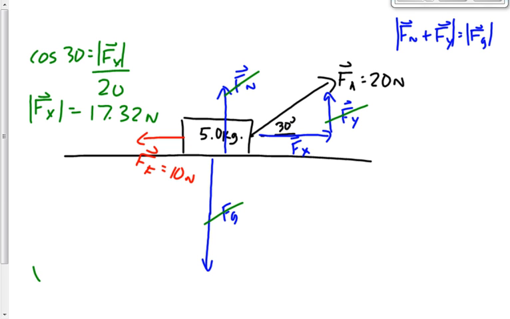Notice I haven't erased this stuff because this analysis still applies. That hasn't changed just because we've added friction in there. All we're doing is changing the whole net force thing when we add friction in there.